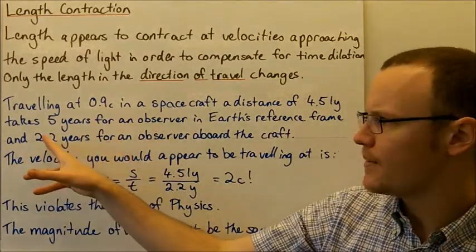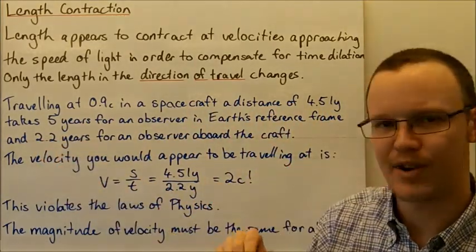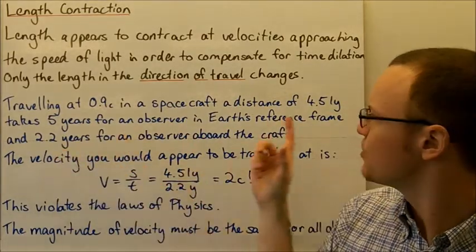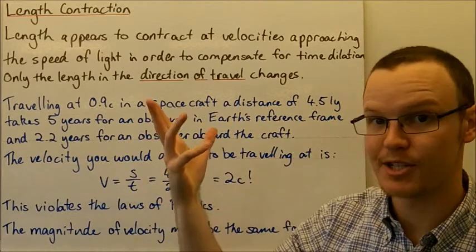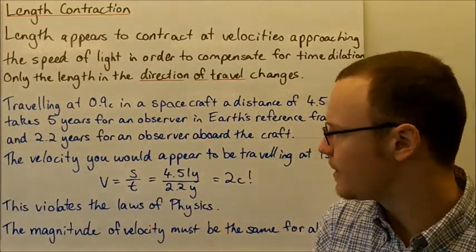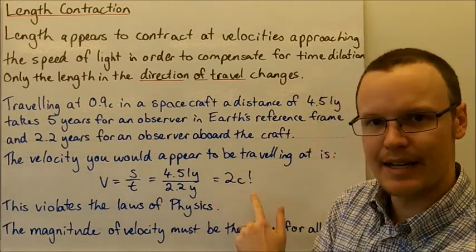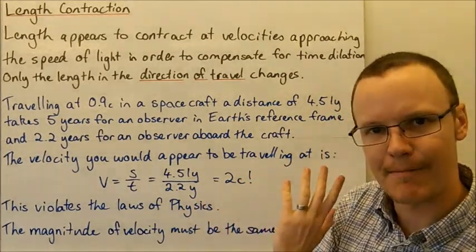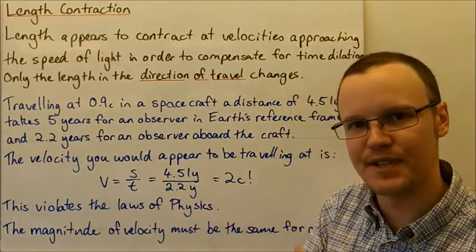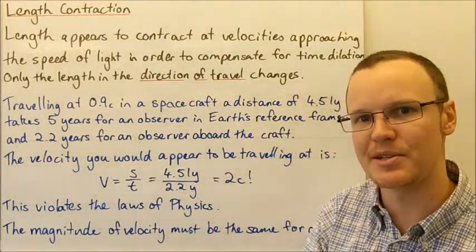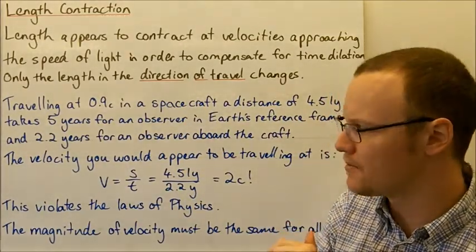So if that was the same distance that the spacecraft appeared to be travelling, and it took 2.2 years to travel 4.5 light years, the velocity you would appear to be travelling at is just the velocity equals displacement over time equation. 4.5 light years divided by 2.2 is 2 times the speed of light, 2c, and that is twice the speed of light. It violates the laws of physics. The speed of light is an absolute limit. And the reasons for that will become apparent in later videos.